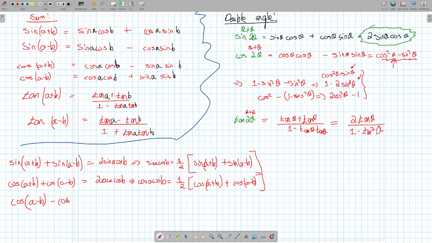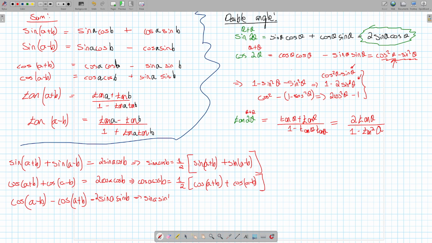Cosine a minus b minus cosine a plus b can be written like this: 2 sine a sine b. Because when you do this, cosine a minus b minus cosine a plus b, this will cancel with this, then this minus this will get you 2 of it, right? So when you divide by 2, it leads to a formula.